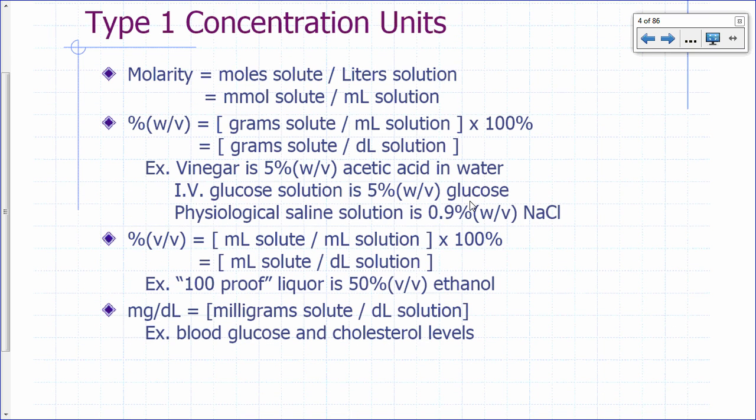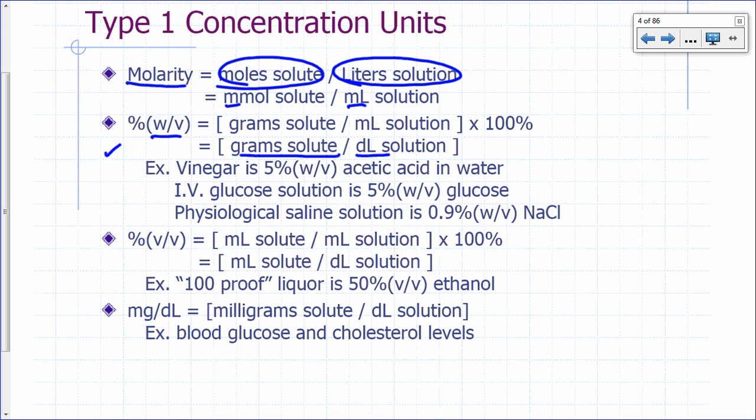So let's take a closer look at type 1 concentrations. Molarity is defined as the amount of solute in moles per liter of solution. Okay, so it's also millimoles per milliliter of solution. Percent weight by volume is a concentration unit that tells you the amount of solute in grams as a percentage of the volume in mLs. So it's really grams of solute in 100 mLs of solution or grams of solute in a deciliter of solution. 1 deciliter is 100 mLs.